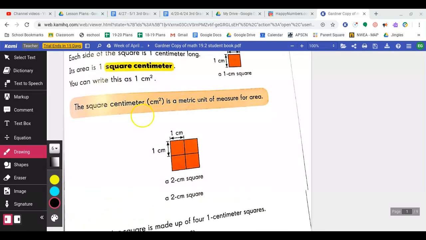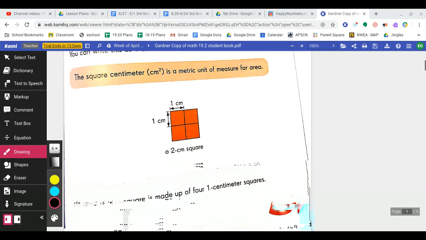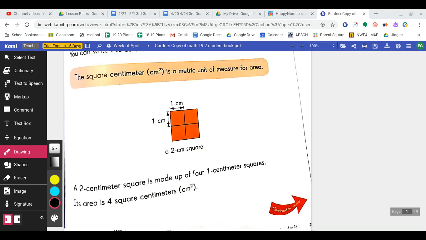Okay, so the square centimeter, or cm squared is what we would say, is a metric unit of measure for area. So a 2 centimeter square is made up of 4 1 centimeter squares. Its area is 4 square centimeters. So each one of these boxes is 1 square centimeter. The whole box together, or square, is 4 centimeters squared.